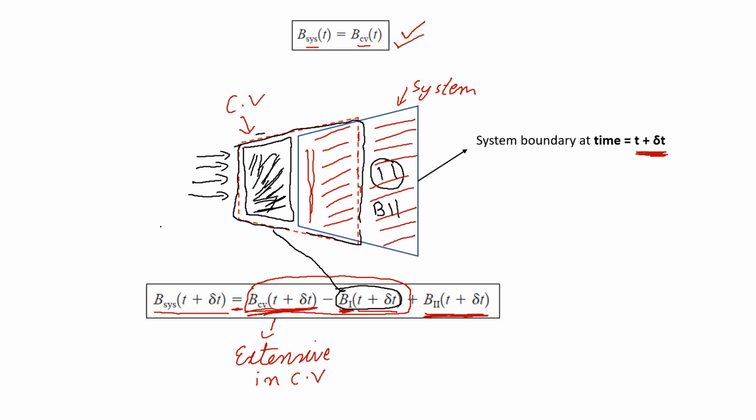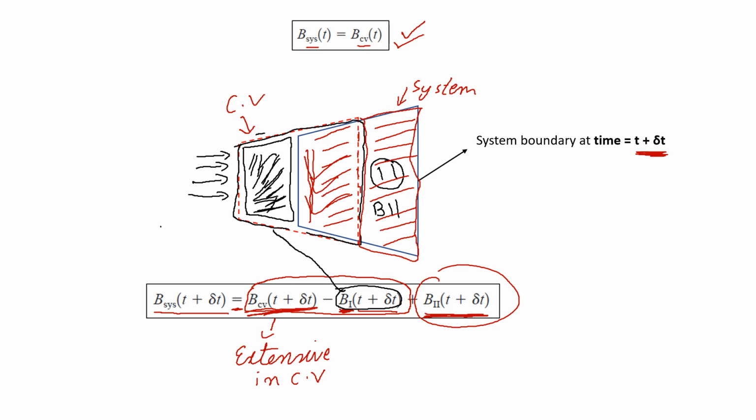So now you can make more sense out of this equation, that why my extensive properties for this whole system is equal to these terms, because by subtracting the extensive properties of the control volume and the extensive properties of the fluid going into the system, we get this region. So we got this region, and now we need to add this region too. So this is our portion going out of the system. So we add this term with this equation, and we get the extensive properties that are going out of the system at time t plus delta t.